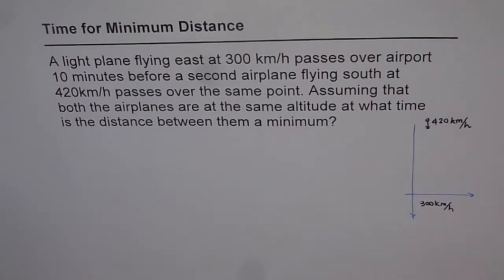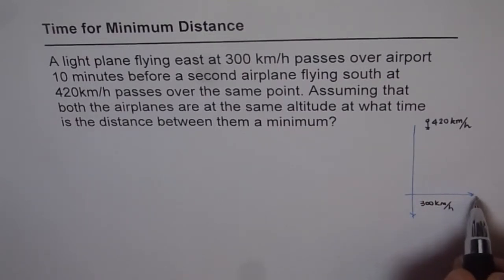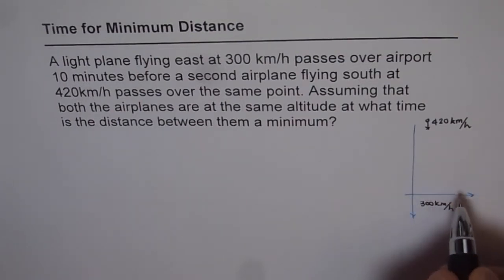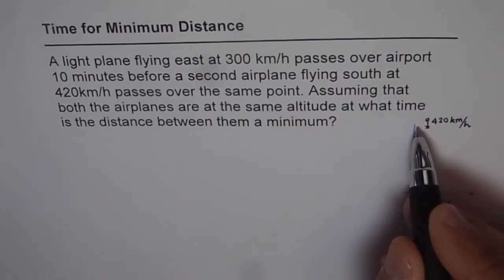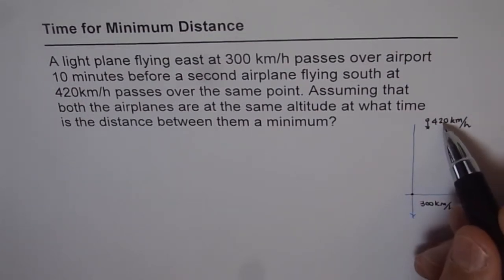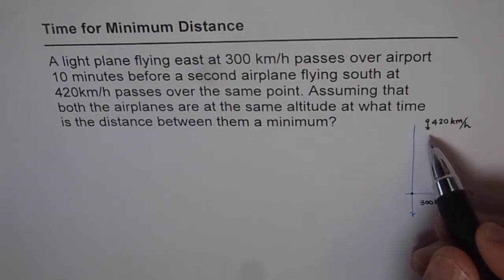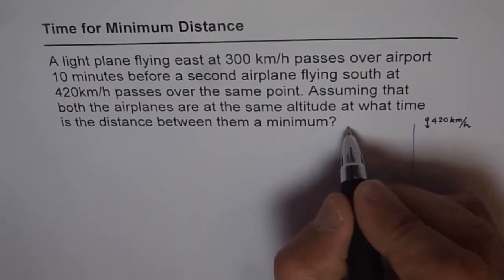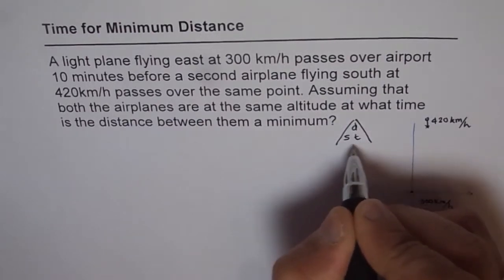Now to start with, since plane A, which is going east, passes this point 10 minutes before the other plane comes, let's revert back to the initial position. Just when this plane was at this position, how far was the other plane? The distance was the distance which this plane covered in 10 minutes, right? 10 minutes is 10 divided by 60 hours, correct? So let's find that distance, using the distance, speed and time triangle. You remember that?